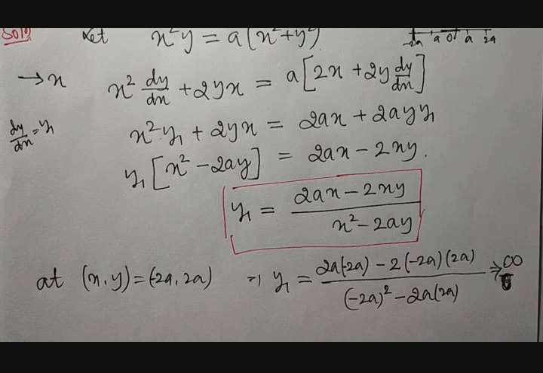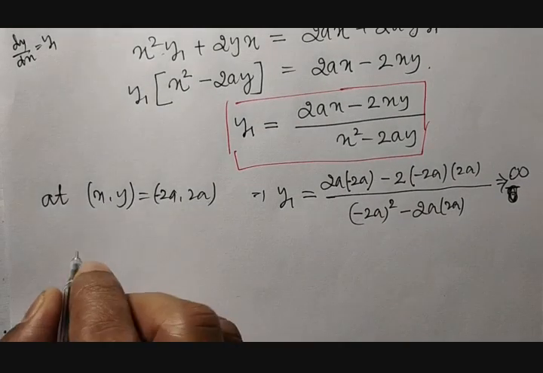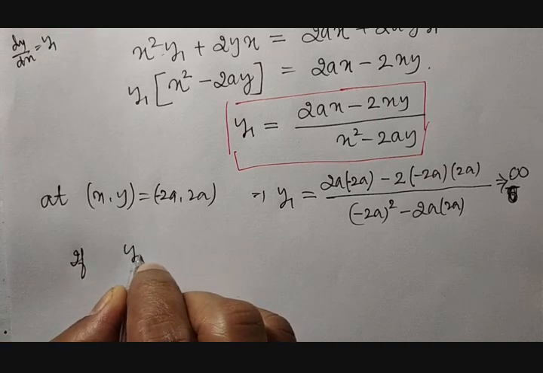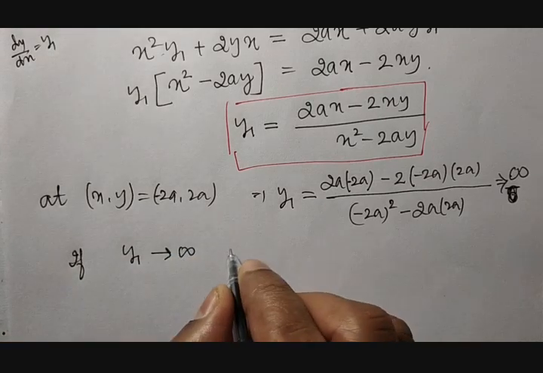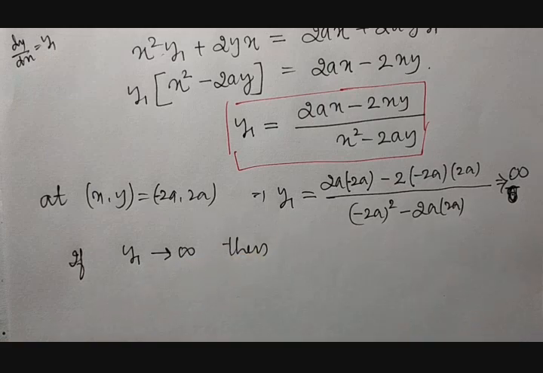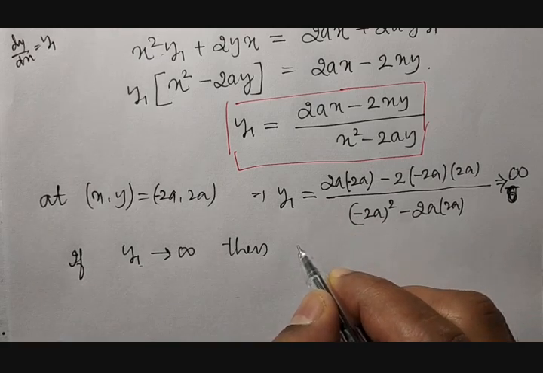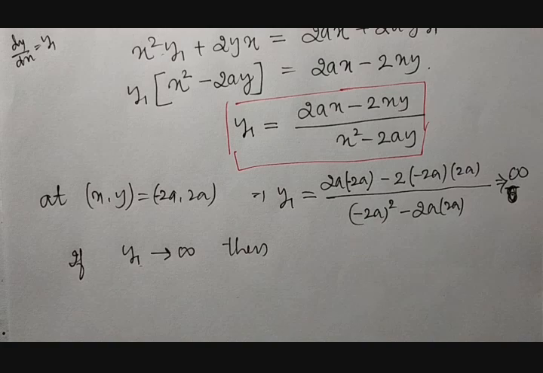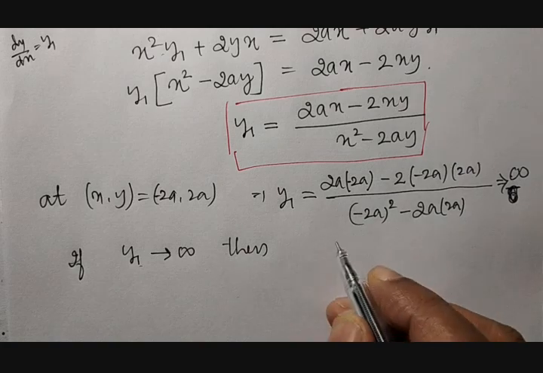So if y1 tends to infinity, then what to do? If y1 tends to infinity and you substitute in the formula, the entire radius of curvature will become infinity. To avoid that, what to do?